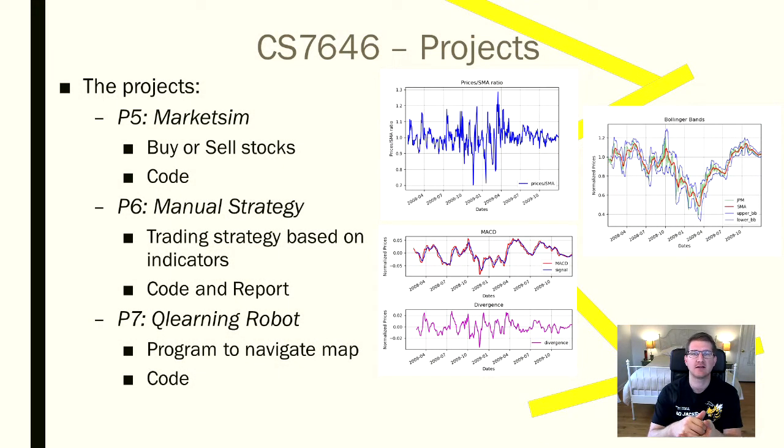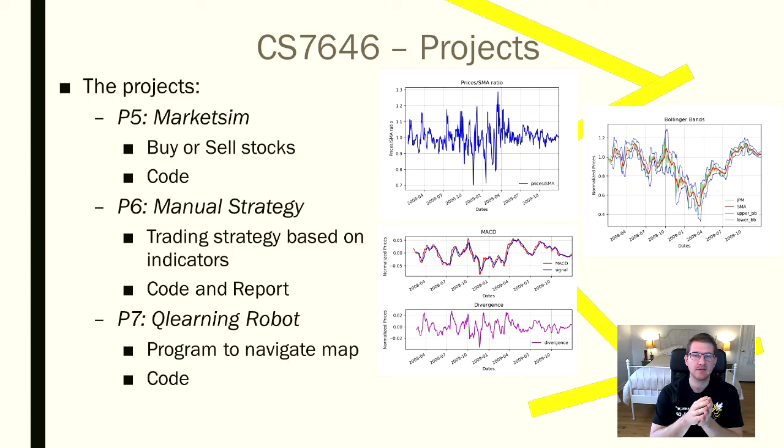So now let's talk a little bit about what each of these projects entails. So I'm just going to be going over the projects that are in the second half of the course because I have another video going through some of the projects in the first half of the course. Project number 5, Marketsim. Project number 6, Manual Strategy. And project number 7, Q-Learning. And then there's the final project, which I'll talk about in a second.